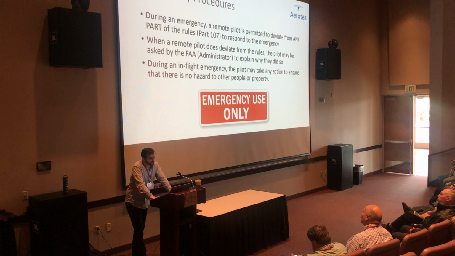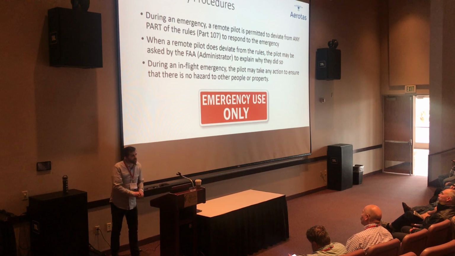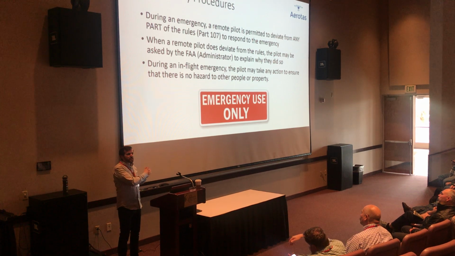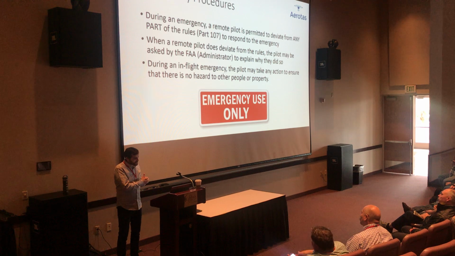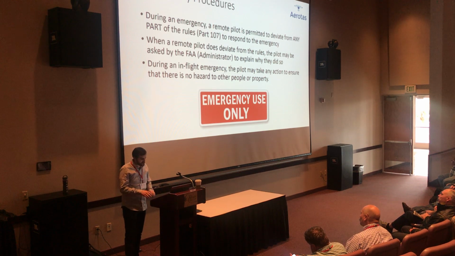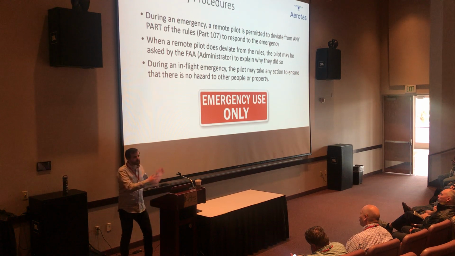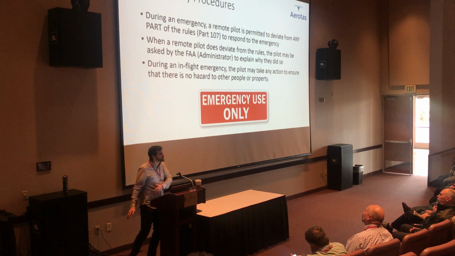All right. Next up is emergency procedures. During an emergency, a remote pilot is permitted to deviate from any part of the rules of Part 107 to respond to an emergency. This is actually a really good rule, and it is part of the text of Part 107. We spent a lot of the rest of today laying out all of the laws. You have to do this, you have to do this, you can't do this, you can't do that.